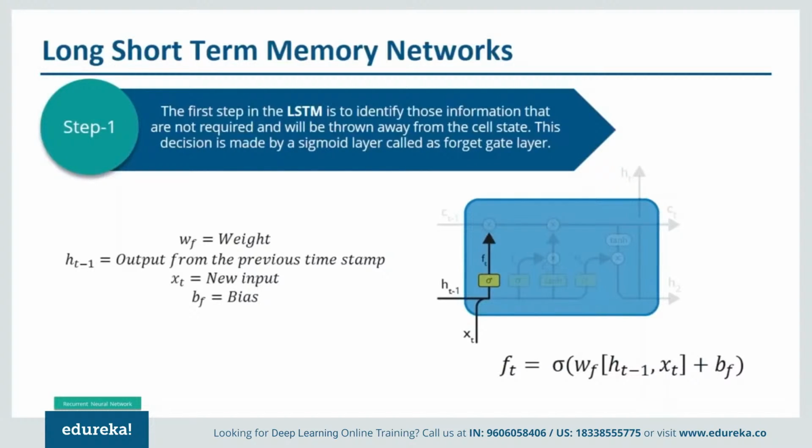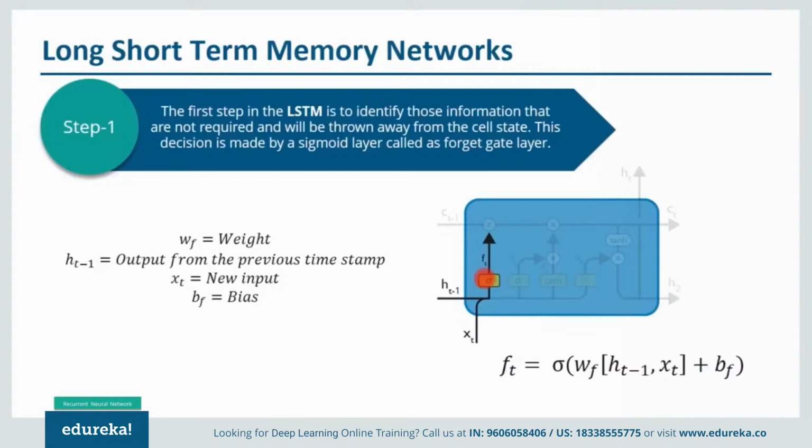Now this decision is made by the sigmoid layer. So the layer that I'm highlighting with my cursor is the sigmoid layer called the forget gate layer. It looks at ht-1, that is the information from the previous timestamp, and xt, which is the new input, and outputs a number between 0 and 1 for each number in the cell state ct-1, which is coming from the previous timestamp. A 1 represents completely keep this, while a 0 represents completely get rid of this.